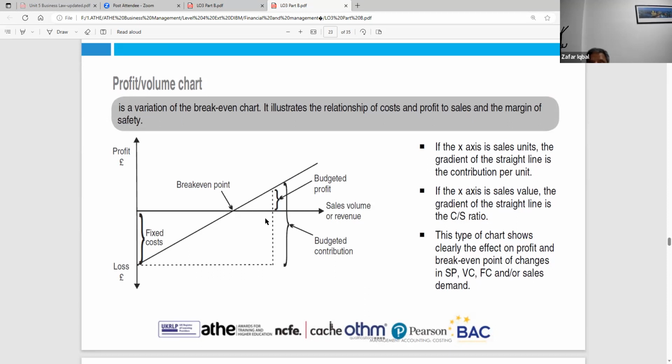And this is very important when we are talking about the relationship of cost and profit to sales and the margin of safety, when we need to decide how much to produce and what to produce, which is known as the PV ratio or PV chart, profit volume ratio or profit volume chart, okay? This chart shows you the effect on profit and break-even point of changes in selling price, variable cost, fixed cost, and so on. Okay, so this is a quick glance of that particular PV.